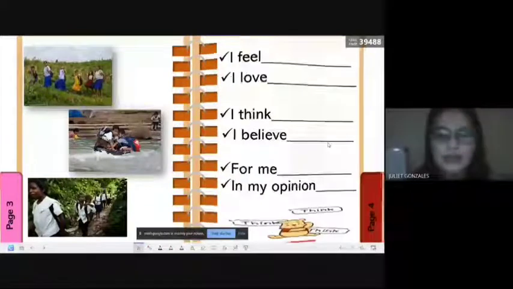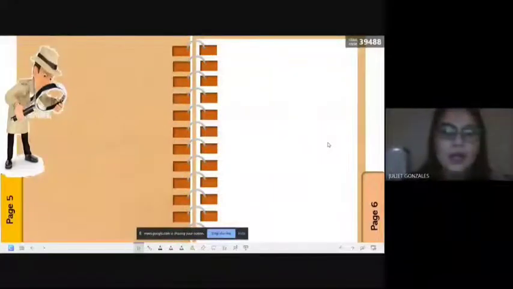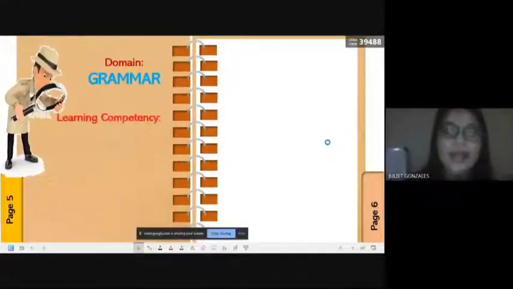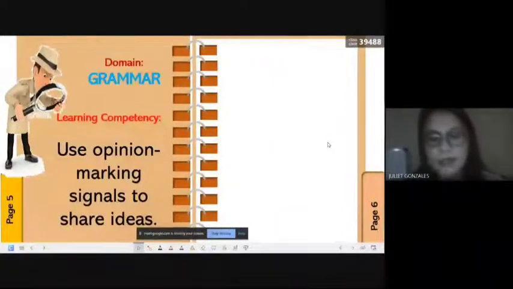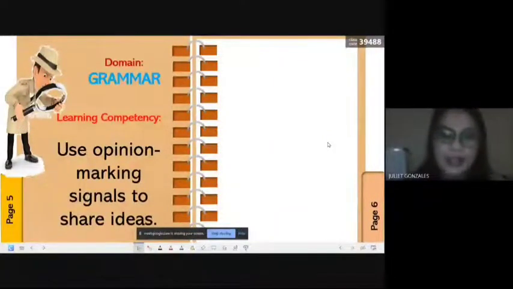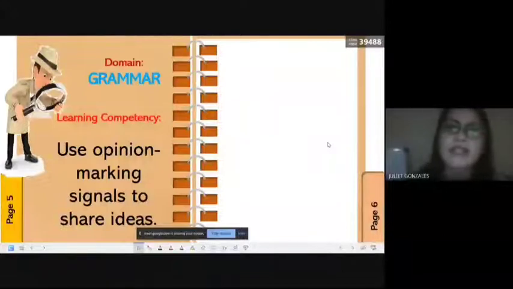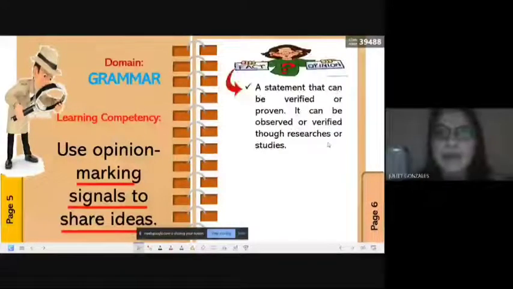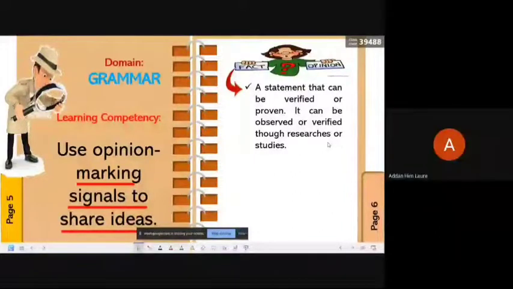So today, we will focus on using opinion marking signals to share your ideas. But before that, let us know what opinions really are by differentiating opinions from facts. Are you familiar with facts and opinions? Yes, ma'am. Okay, what is a fact? Kindly read, Adanhin. A statement that can be verified or proven. It can be observed or verified through researches or studies.